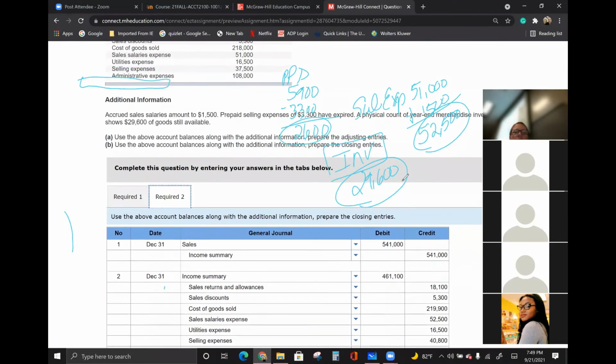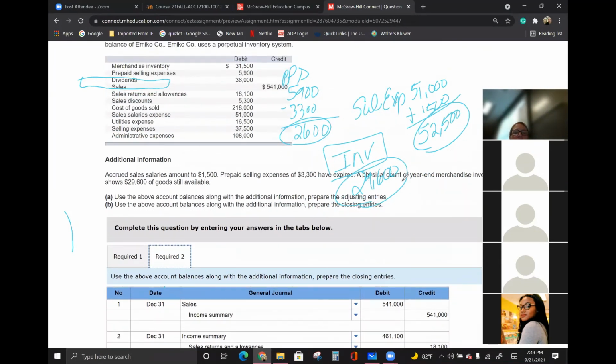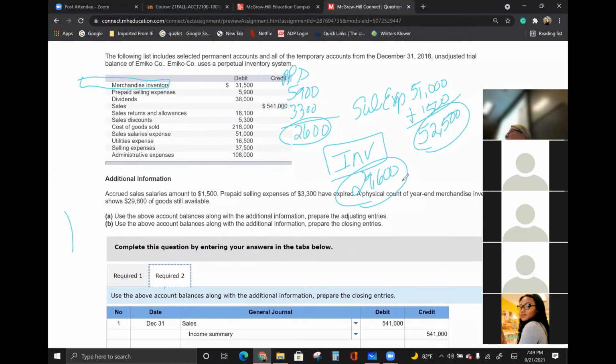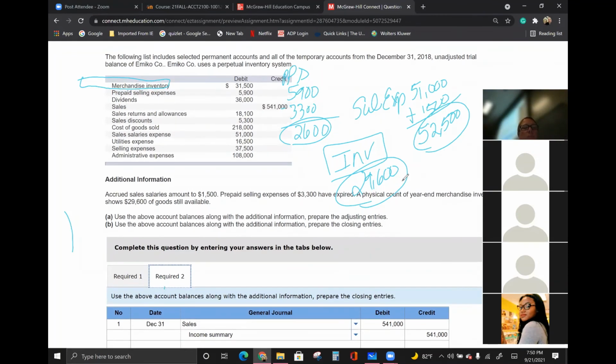Okay, then we also have to remove all of the expenses. Expenses are on the books as a what? A debit or a credit? Expenses are on there as a debit. So if I need to remove them, I'm going to credit each one of those expenses.